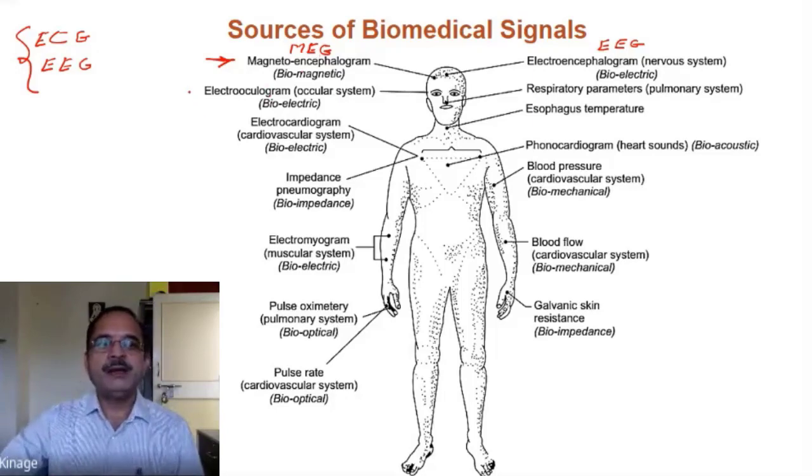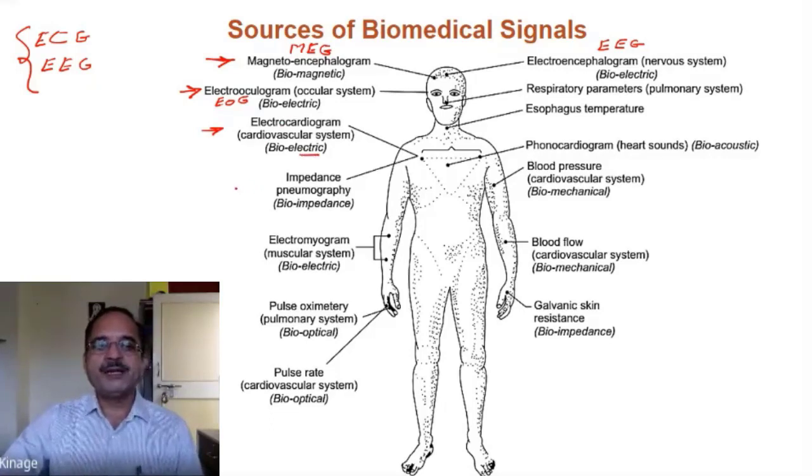Then electrooculogram, the short form for this is EOG. This is related to the eyes. Next is ECG, that is electrocardiogram. It is related to the working of the cardiovascular system, and it is the electric signal.